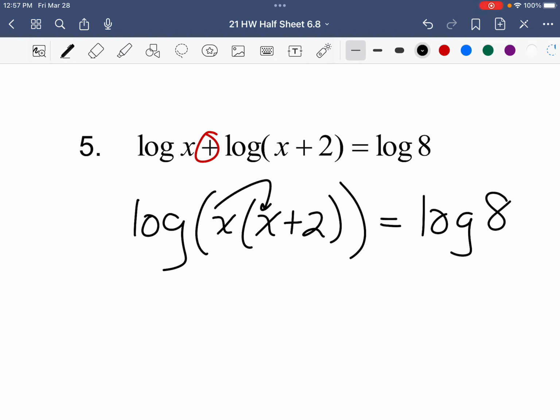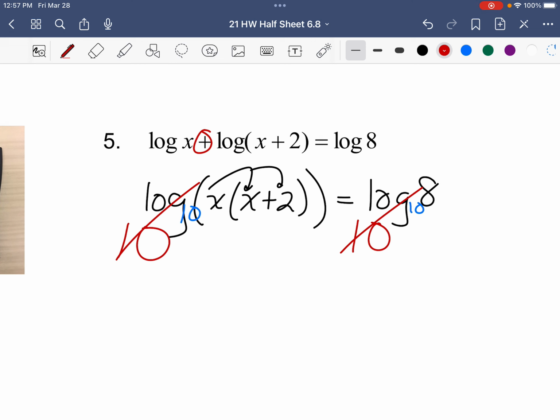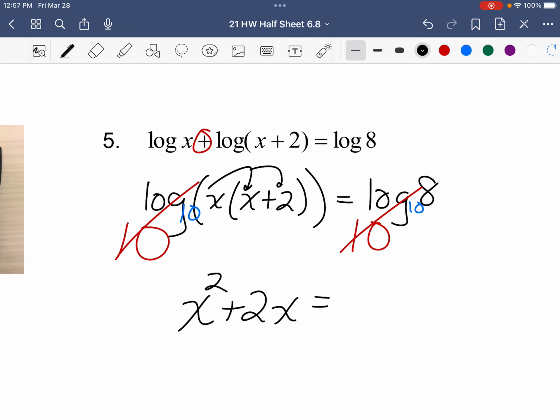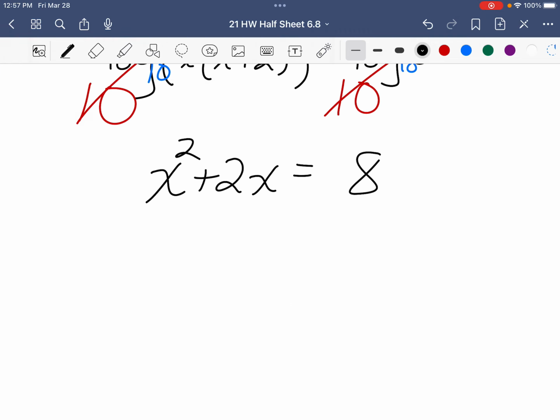That's a little tricky because what's x times x plus 2? Well, I'll probably end up doing the distributive property, but before I do that, I need to get rid of these logs. Remember that these logs are the general logs, so they assume a base 10. Since they're base 10, I can raise 10 to both sides, and when I do that, it causes those logs to cancel. If you do the distributive property, might as well do that now, we get x squared plus 2x equals 8.